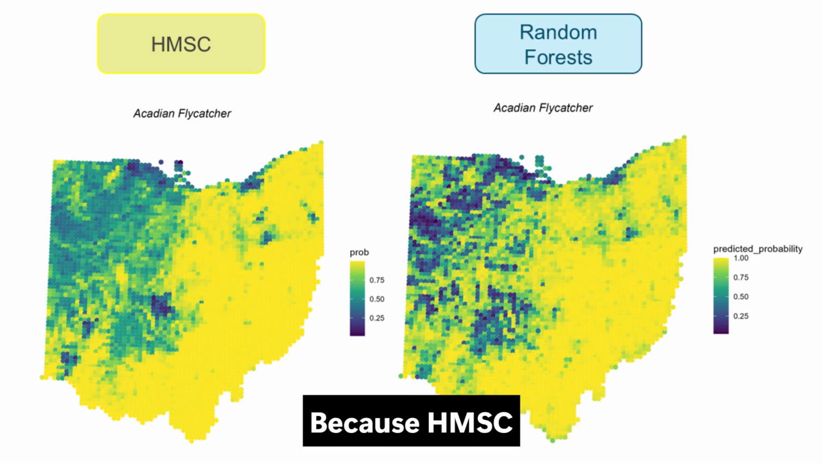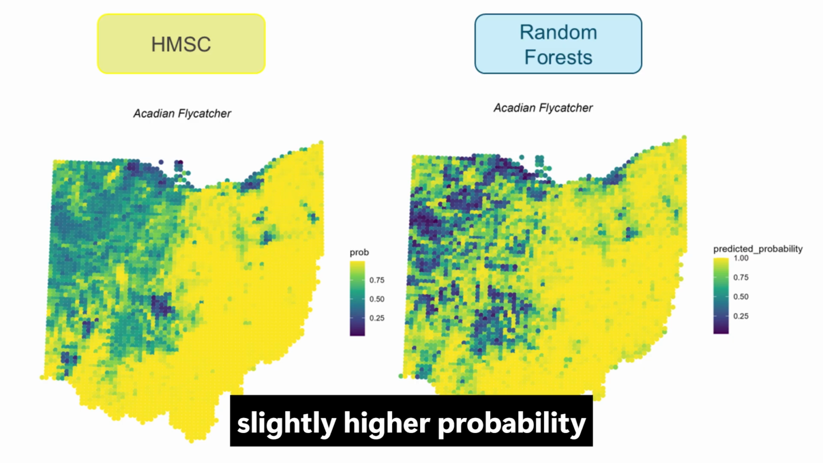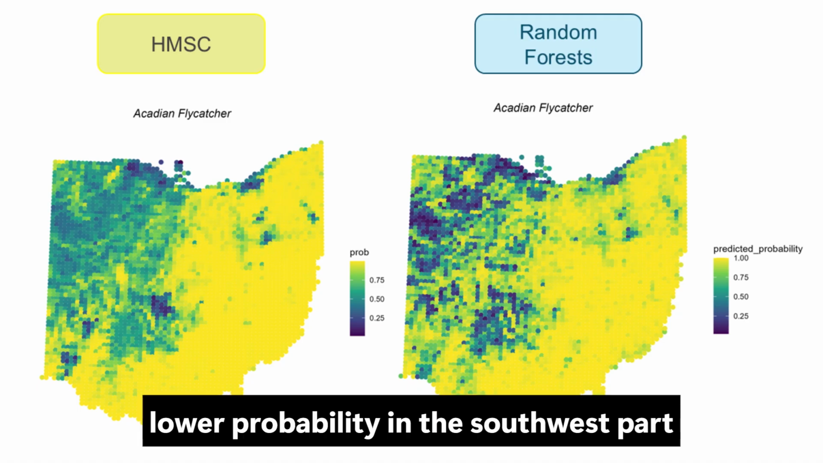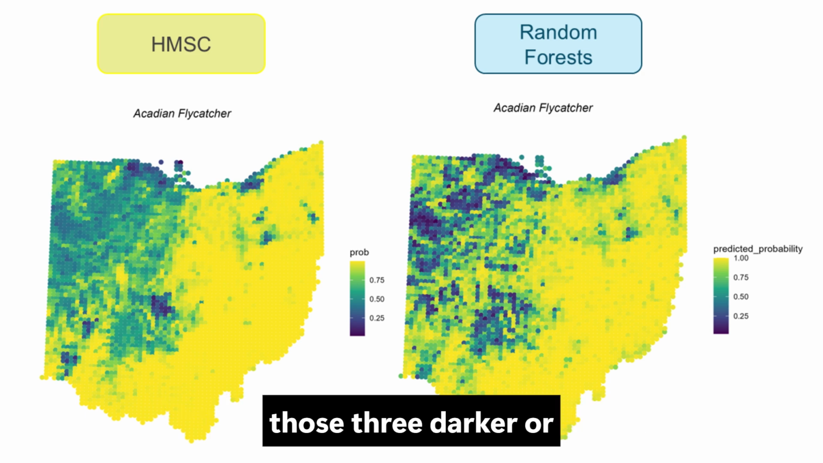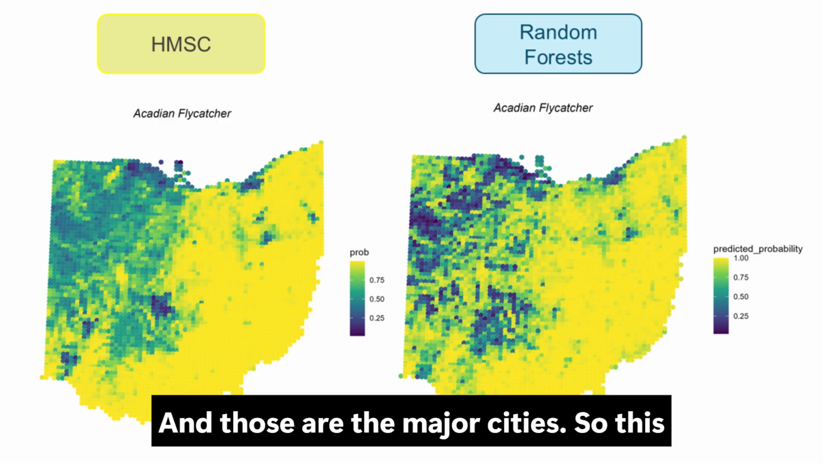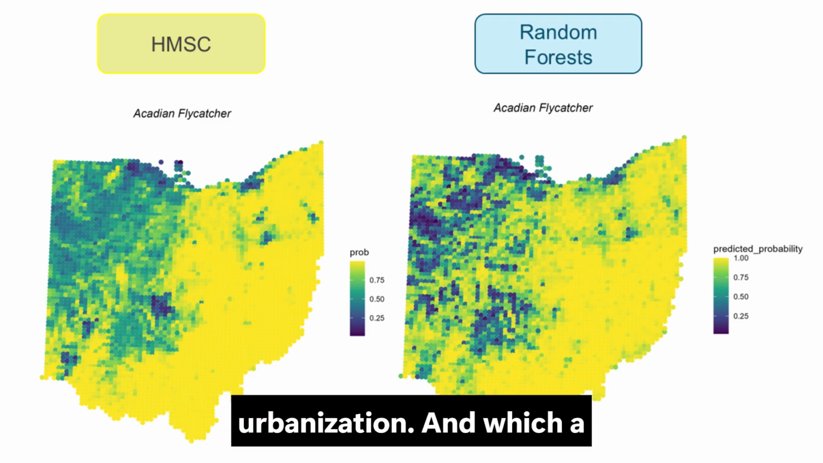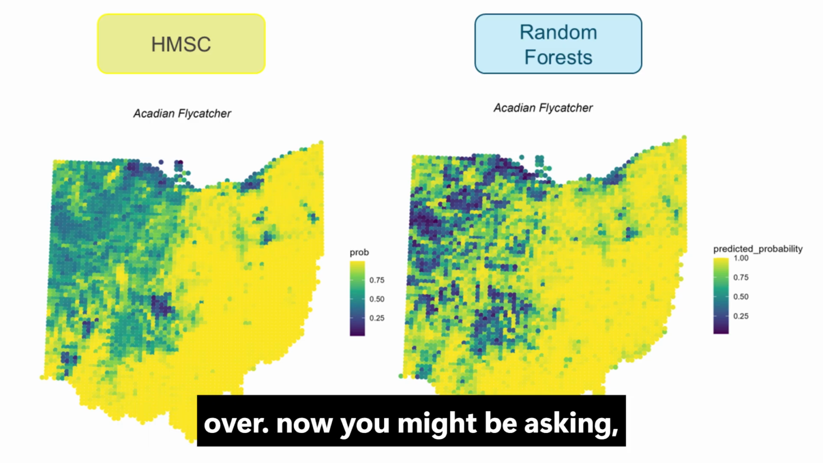Because HMSC reflects a species' biological mechanism, it actually has a slightly higher probability in the northwest part of the map, compared to random forest, and lower probability in the southwest part near those major cities, where you see those three darker or bluer spots, clusters. And those are the major cities. So this is actually capturing the impact of urbanization, which a purely mathematical model might smooth over.